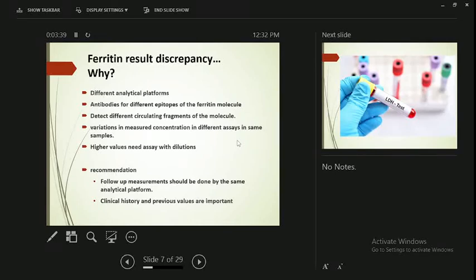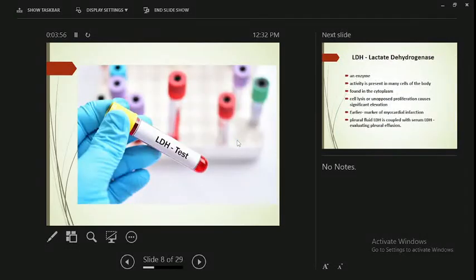What is the patient's clinical condition? What is the previous value? So straight away we can go for the dilutions. Otherwise, we might not do the dilution and give the results. And when you see the results, then we have to go back, get another sample and do the dilution. So that information is important.